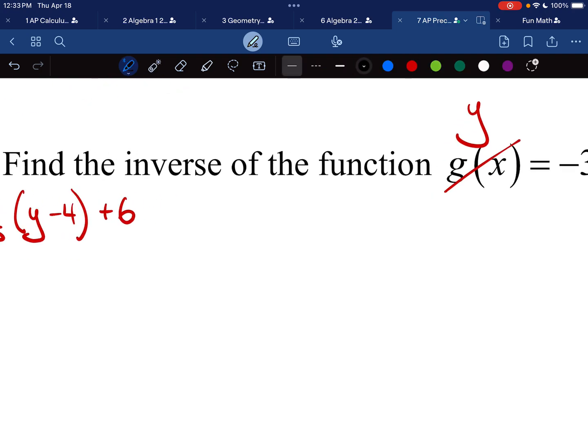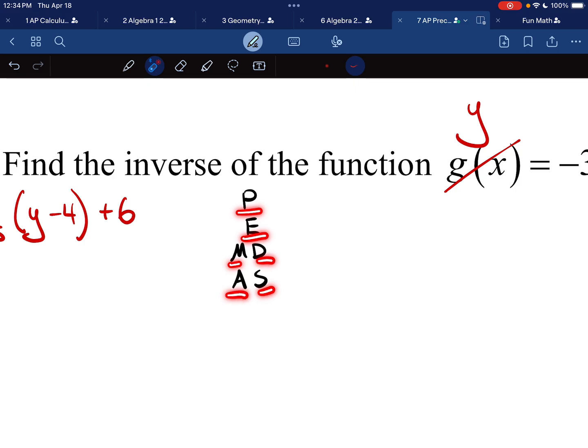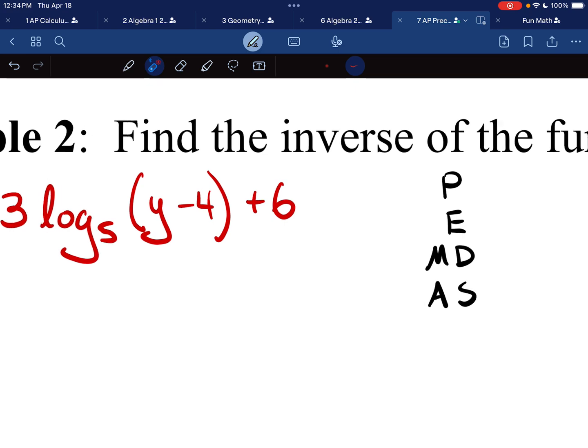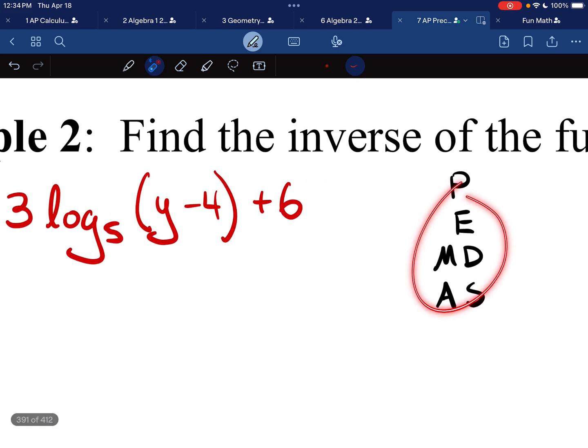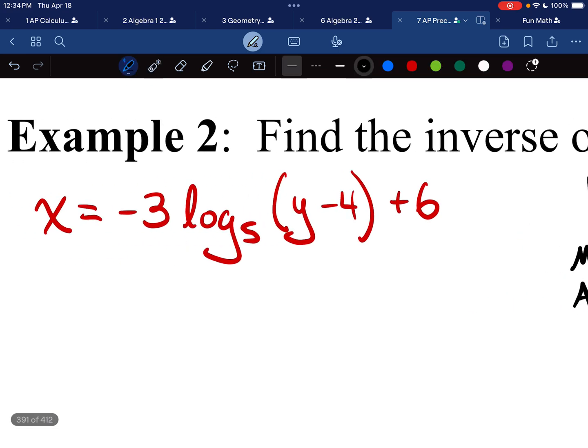PEMDAS, if you remember, is please excuse my dear Aunt Sally, which stands for parentheses, exponent, multiplication, division, addition, subtraction. Normally we go in this order when we're trying to simplify just numbers, but if I'm trying to undo numbers, if I'm trying to solve for x, I go this direction. So I'm trying to get rid of addition and subtraction first. I'm getting rid of this addition first and solving. It's just basic algebra. You learn about this in Algebra 1. I just want to make sure that I cover it very thoroughly when we're doing these equations.